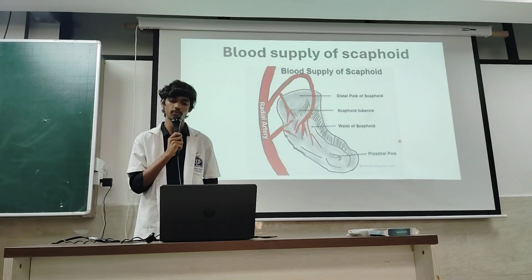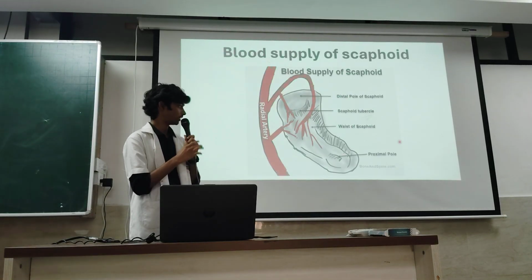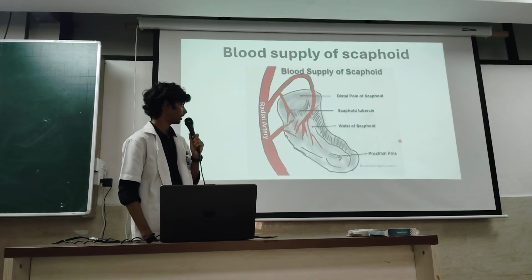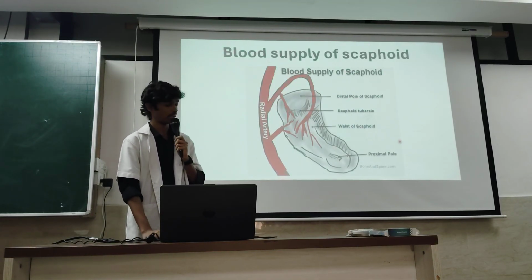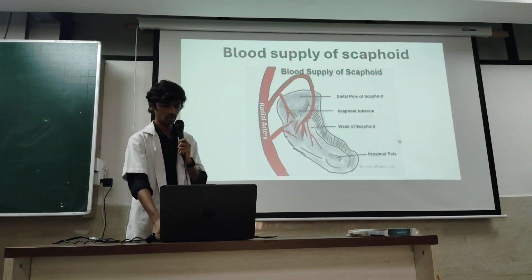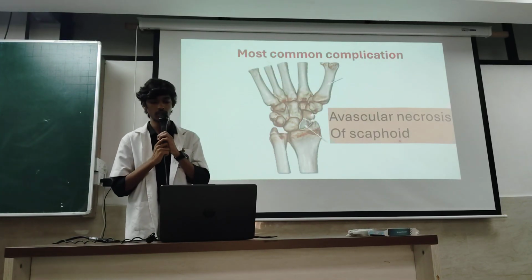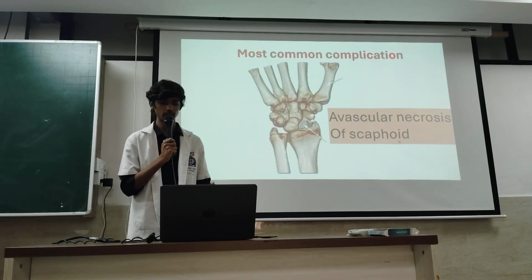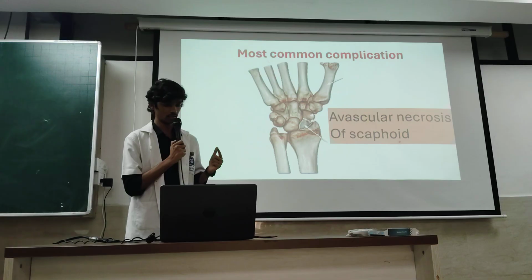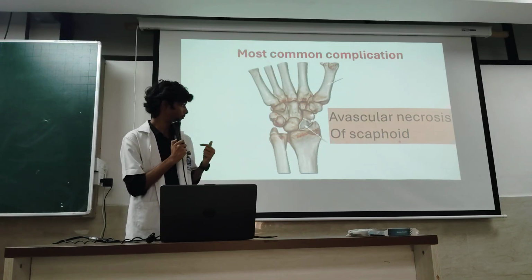The scaphoid bone has a unique blood supply, where it is supplied by the radial artery branches, and it enters the scaphoid from the distal end and not from the proximal end, which causes the most common complication of scaphoid fracture, which is the avascular necrosis of the scaphoid. Because when there is a fracture of the scaphoid, it disrupts the blood supply at the proximal end of the scaphoid.